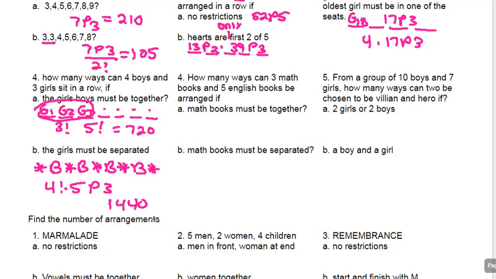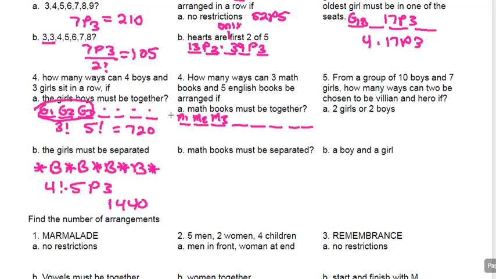All right, so let's look at another one like this. In number 4, it says how many ways can 3 math books and 5 English books be arranged if the math books must be together? Just because they're math books doesn't mean they're the same math books, so we're going to assume they're unique. Problems are going to tell you if they're exactly the same. So I'm going to set this up where I've got the 3 math books, math 1, math 2, math 3, all together. And then I've got 5 English books, 1, 2, 3, 4, 5.